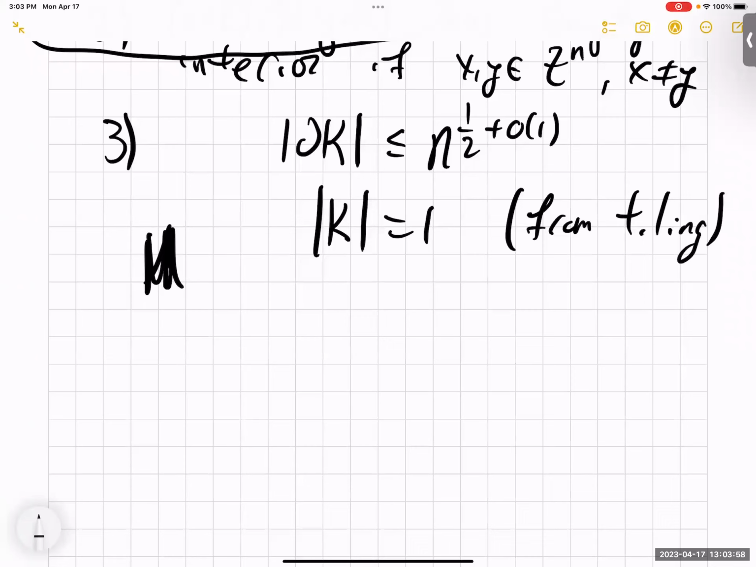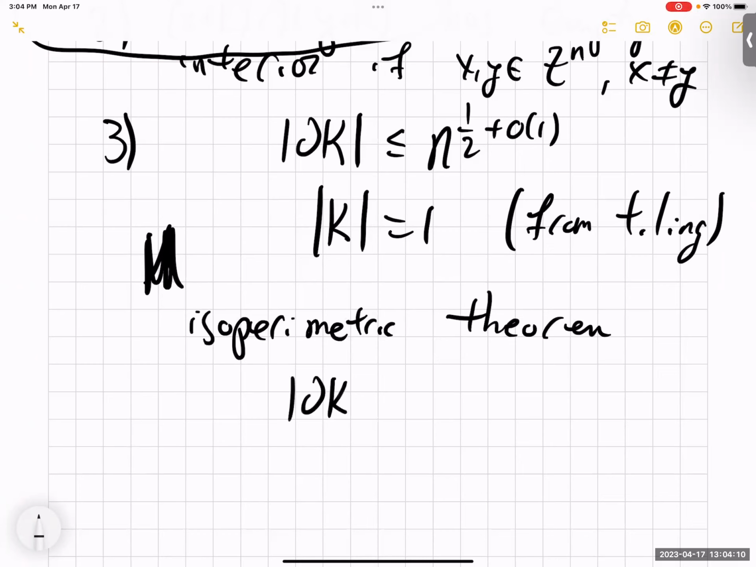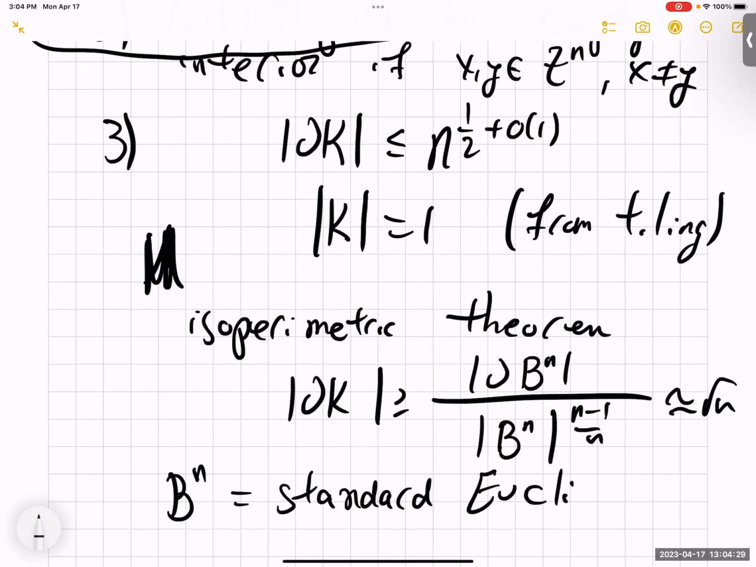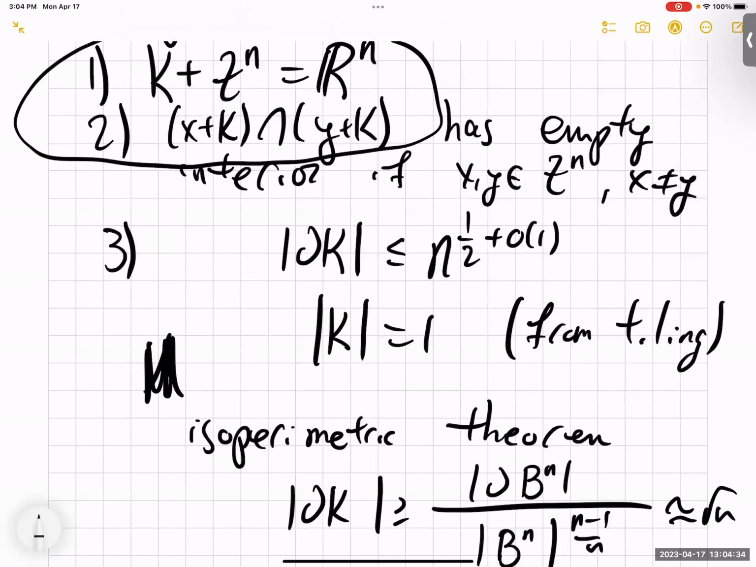This is because the co-volume of Z^n, the lattice, is 1, and therefore by the isoperimetric theorem, the surface area of K is at least the surface area of the Euclidean ball normalized to have volume 1, which you can compute is root n. So B_n from now on is going to be the standard Euclidean ball. Okay, so up to this little o(1) term in the exponent, this is the best you can hope for.